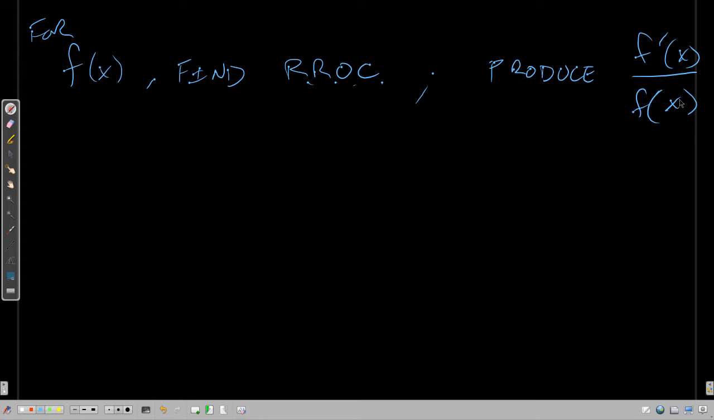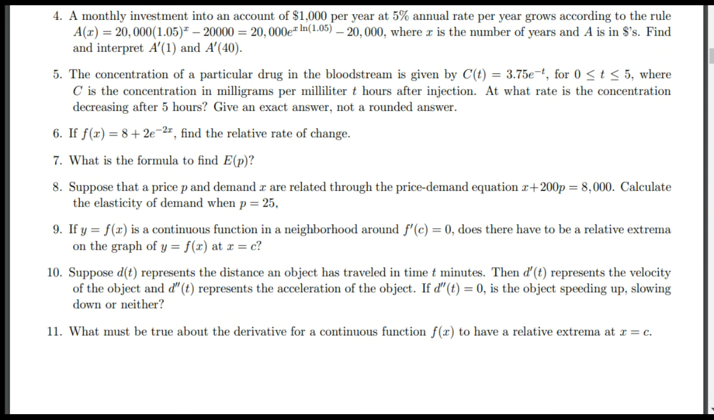And follow your instructions. If it asks you to simplify, make sure you do. If not, then don't. Okay, so what would be a reasonable function for us to look at? Well, just about anything will do here, because I'm not framing it as a business type of question, so we'll just do number 6.